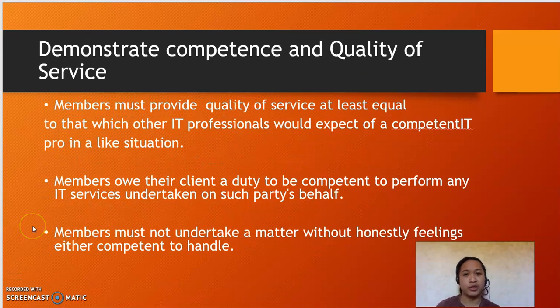Okay, demonstrate competence and quality of service. Yes, we have to be qualitative in an IT environment. Data should be qualitative mostly, but we have to use quantitative and qualitative also. Members must provide quality of service at least equal to that which other IT professionals would expect of a competent IT professional in a like situation. Members owe their client a duty to be competent to perform any IT services undertaken on such party's behalf. Members must not undertake a matter without honestly feeling competent to handle it.